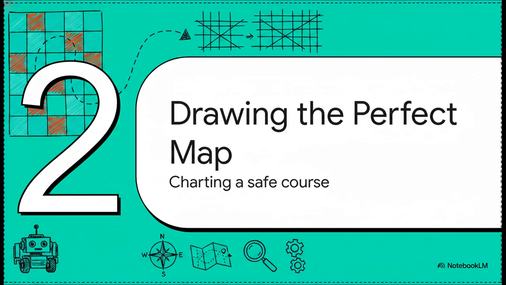Okay, so the robot sees the world as a grid of dots. But which of those dots are actually safe to travel on? Now we've got to draw the map itself. And it turns out there are a few different schools of thought on how to do this. Each one has its own strengths and weaknesses.